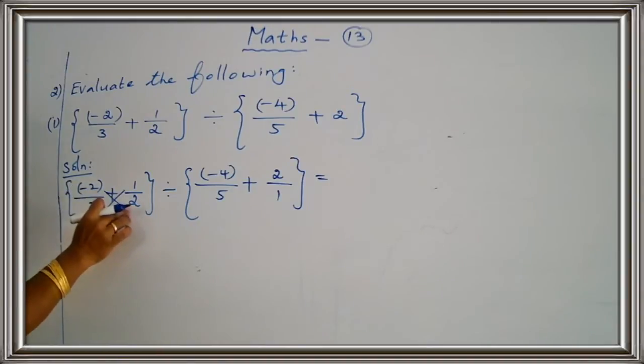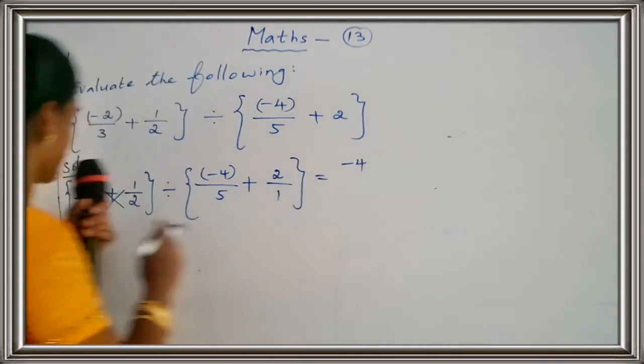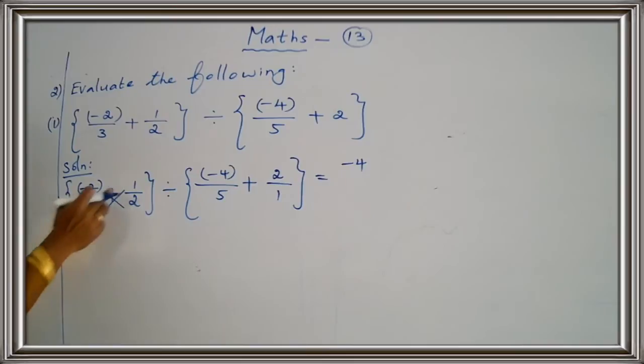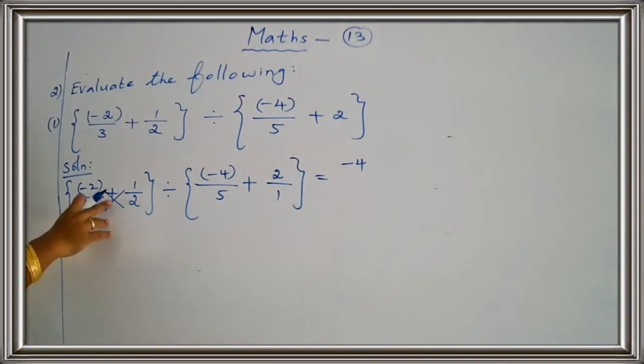Next, multiply by cross. 1 into 3. 1 3 is 3. So what is the sign here? Plus. So plus 3 upon, then multiply the denominators. 3 2s are 6. This is the first bracket, divided by the other one.